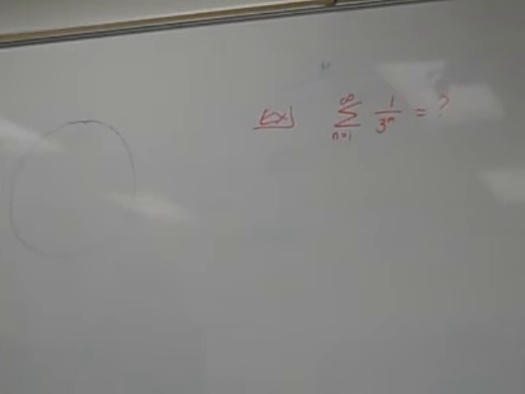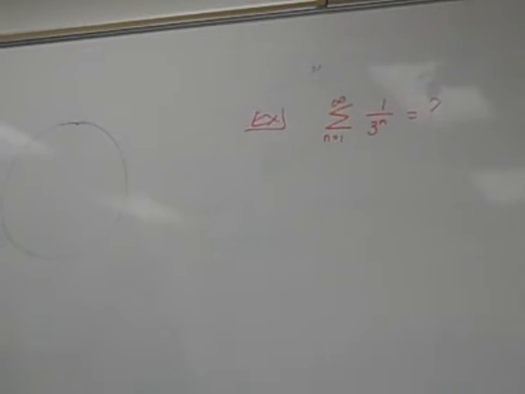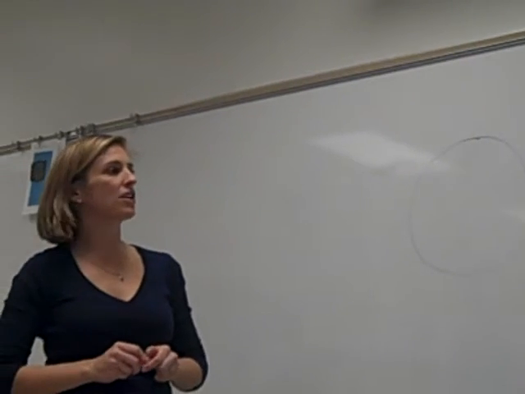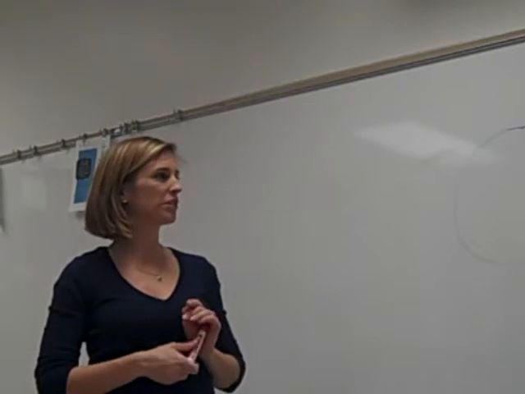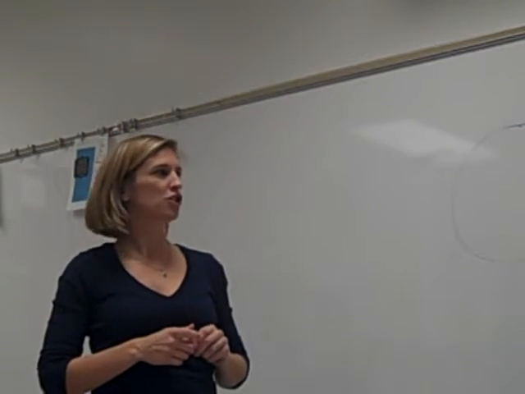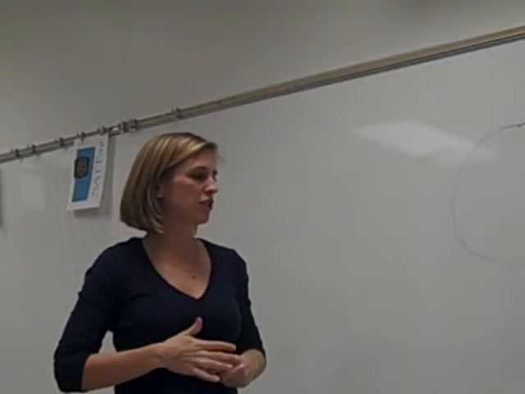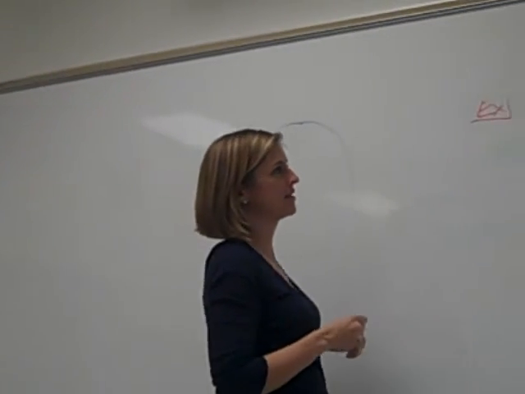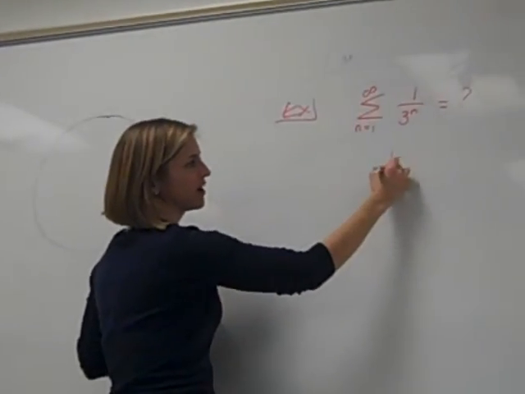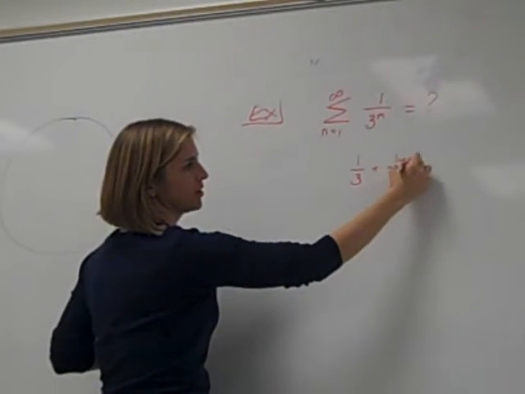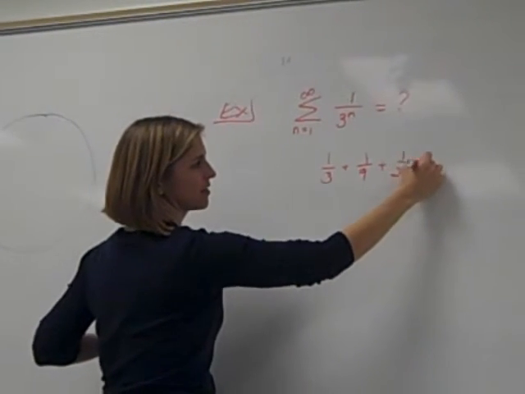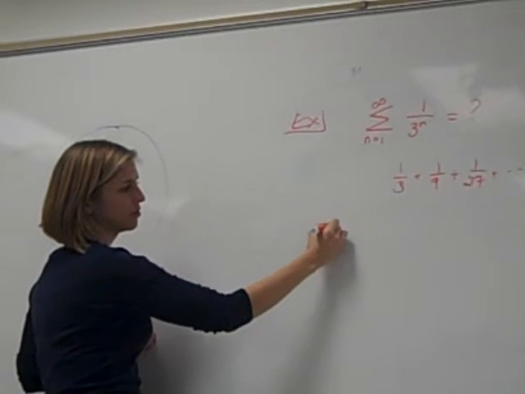All right, let's say you have this. It's not in a normal geometric series form per se. If you don't know if it's geometric or not, plug in a couple of the n's and look at it. So if n is 1, I've got 1/3. If n is 2, I've got 1/9. If n is 3, I've got 1/27. Blah, blah, blah. So what's a?